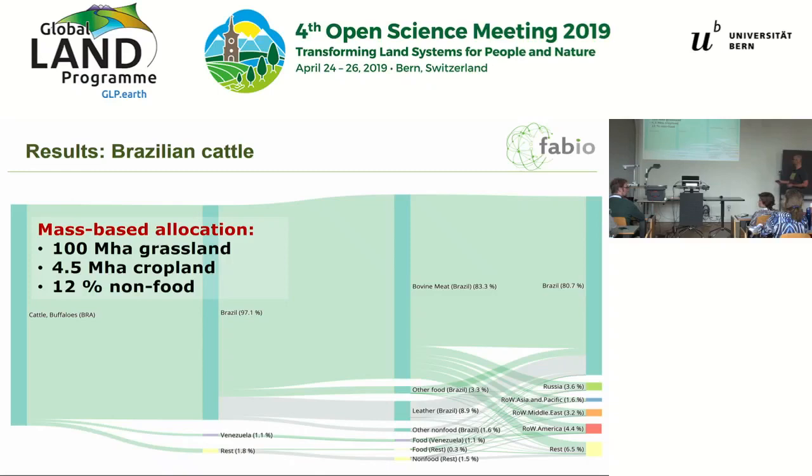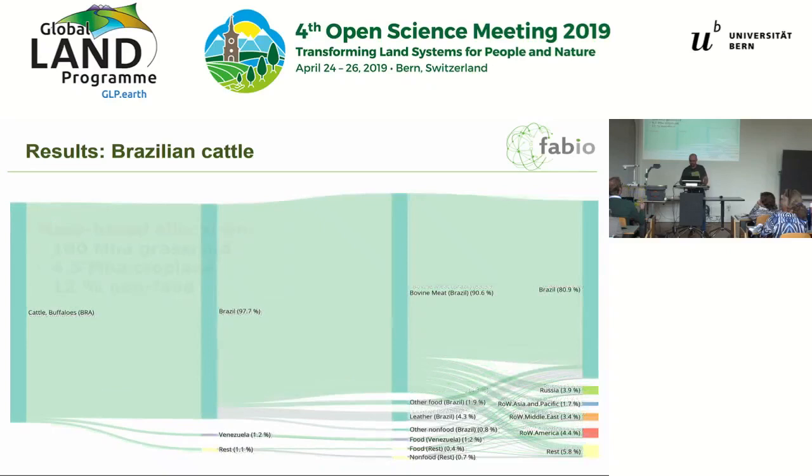And then you see here, the gray bars are the non-food uses, which is mainly leather, as you can assume. And the food use is mainly meat. That's this big bar here. It's the meat that is produced in Brazil, other food that is animal fats, for example, and leather and other non-food products. As I said, most of it is also consumed in Brazil. Also, most of the leather, 84% of the leather, is actually consumed in Brazil. And exports only 19%.